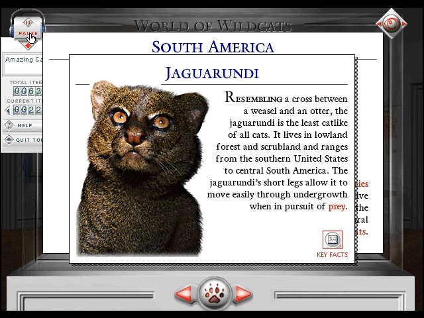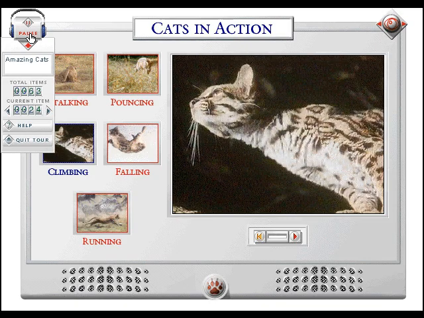Perhaps the strangest looking cat is the jaguarundi. This South American cat resembles a cross between an otter and a weasel. Another South American cat, the margay, is perhaps the most agile of all cats.